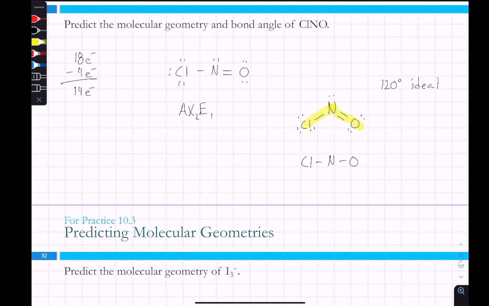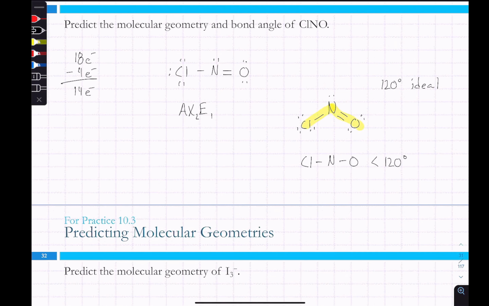Like more than 90? It would be more than 90, but less than 120. So usually we'll use whatever the ideal angle is. Say it's going to be either exactly that, or it'll be less than. Here, because we have this lone pair, that lone pair is providing a lot of repulsion because it's pure electrons. And so this bond angle is going to be less than, still in the red, less than 120 degrees.